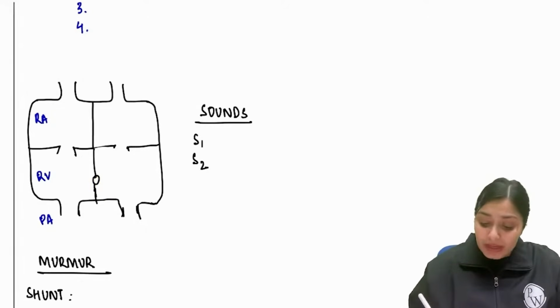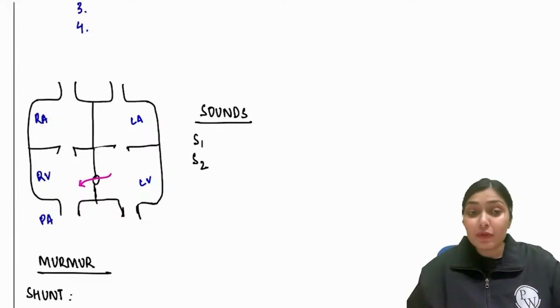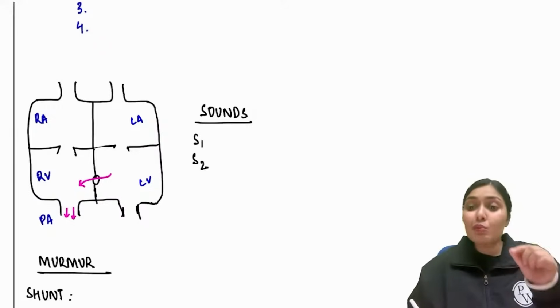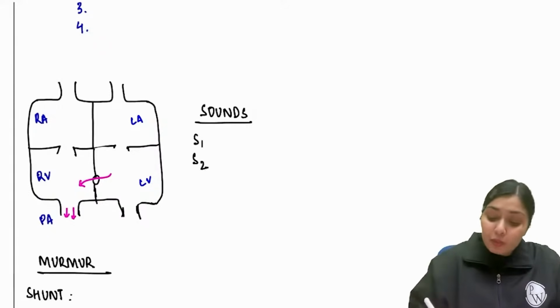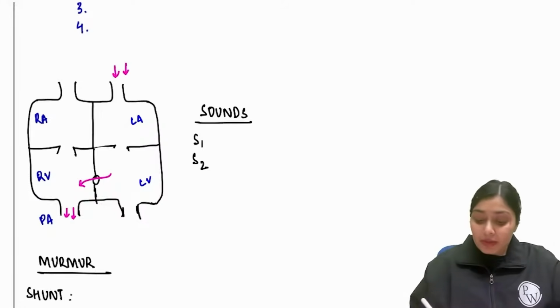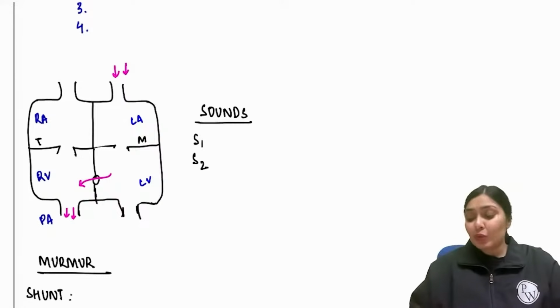So what happens as a result of this defect? Some amount of the oxygenated blood will go to the right side. So my pulmonary artery will receive a little more blood, and a little more blood will be over here as well. This is the mitral valve. This is the tricuspid valve. So what will happen to the heart sounds in this condition?